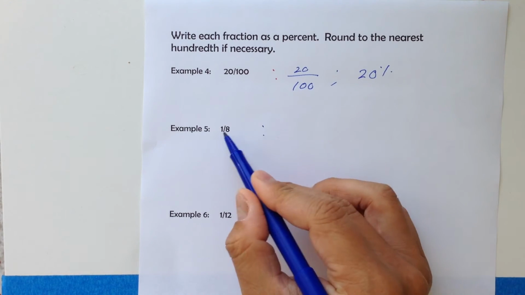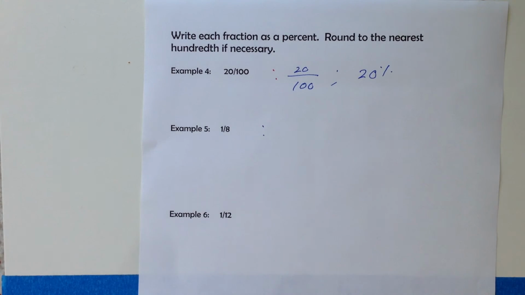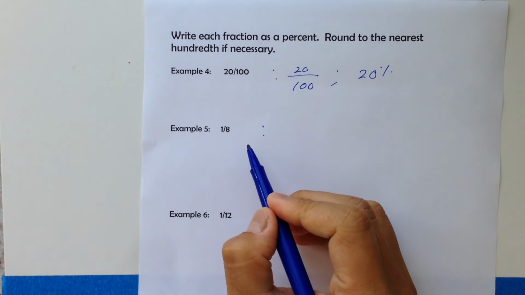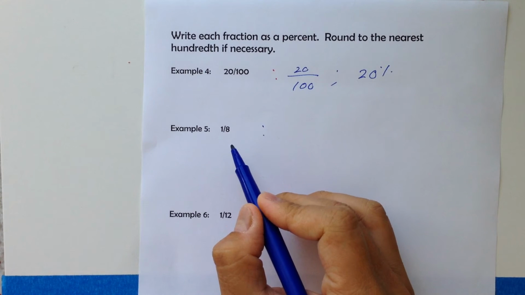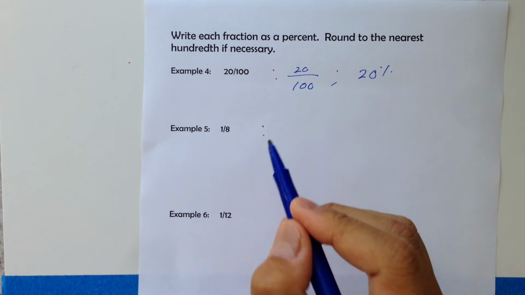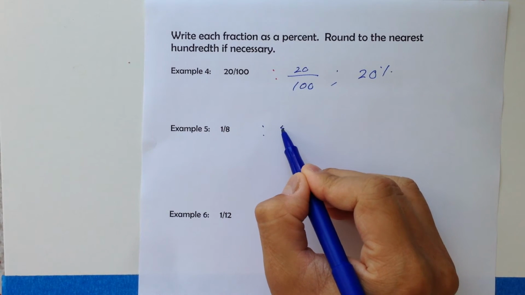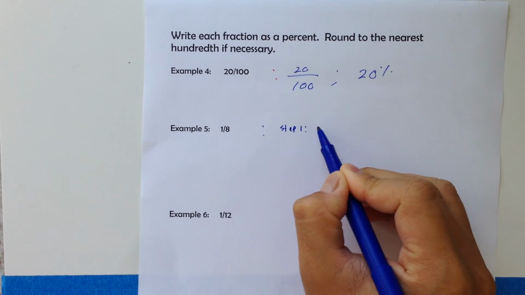All right, here's your first challenge. How do I turn 1/8 into a percent? Because it is not a fraction with 100 as the denominator. So in this case, you have to divide. Step 1, divide.